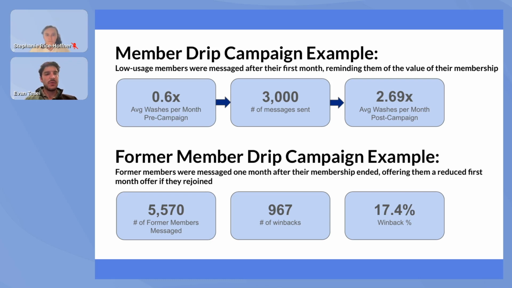On the bottom, we have something slightly different, a former member drip campaign where we're looking to bring back and reactivate previously churned members. So in an instance where a customer sent roughly 5,600 messages to former members, they saw an incredibly high win-back rate of 17.4% when the marketing was also attached to a reduced first month offer if they were to rejoin. So these are awesome examples of success in one instance of a campaign.